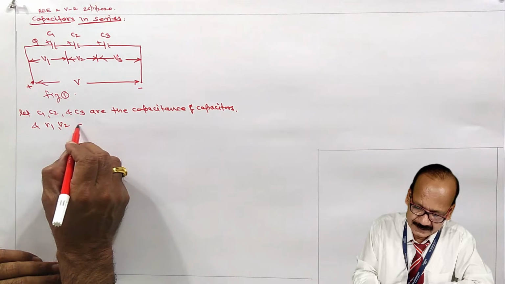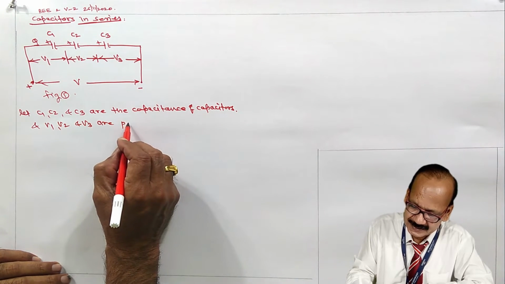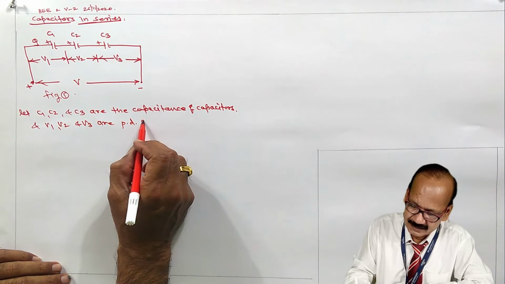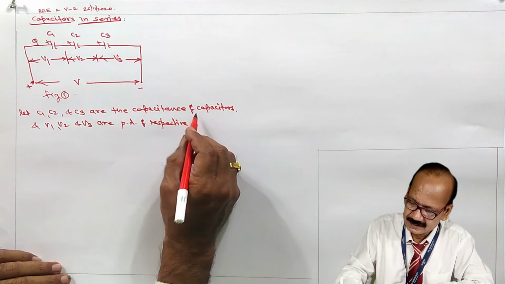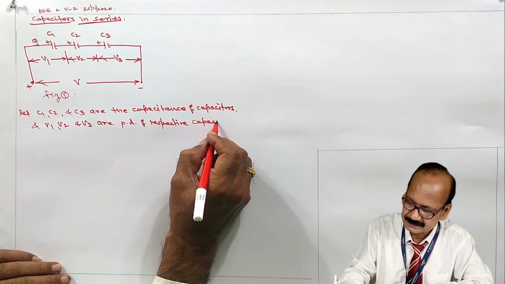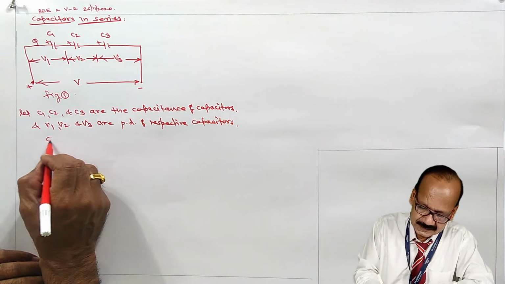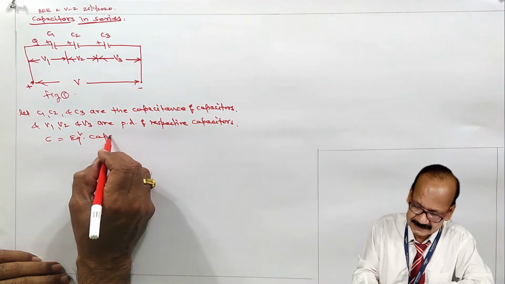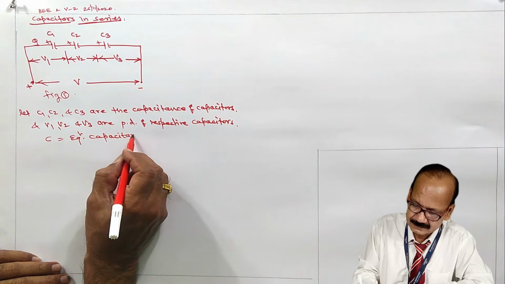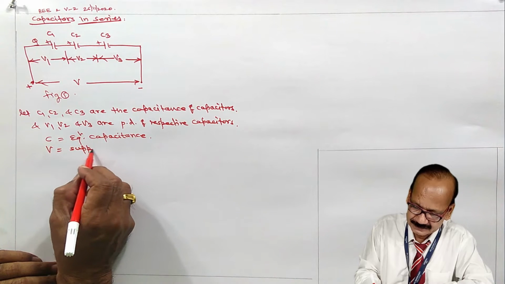and Phi1, Phi2 and Phi3 are the potential differences, PD, of the respective capacitors. C is the equivalent capacitance, and Phi is the supply voltage.